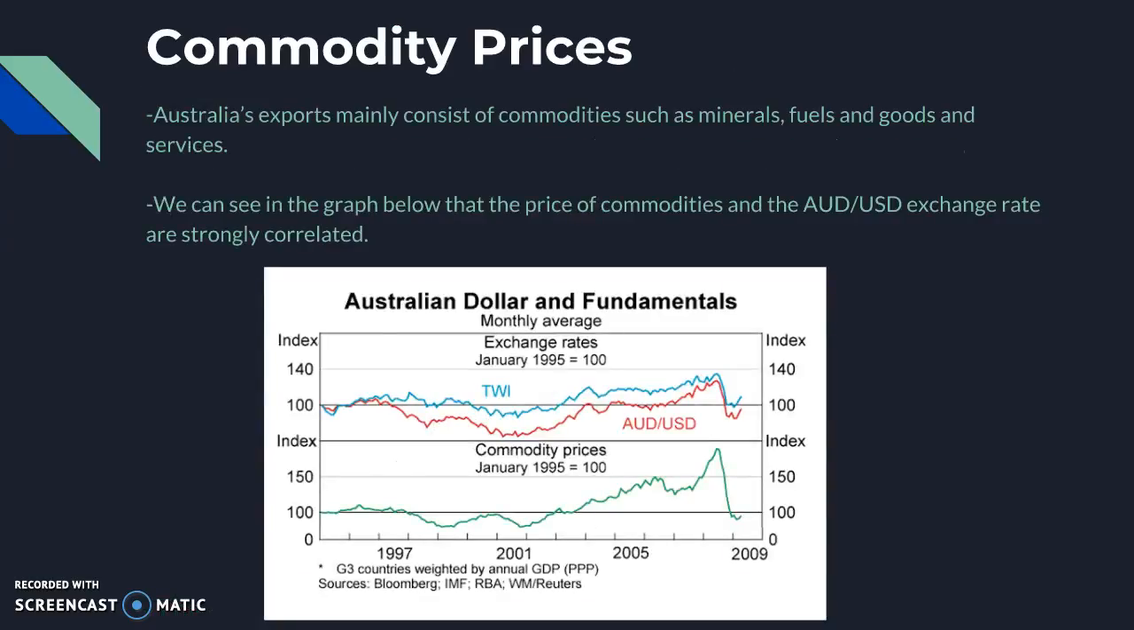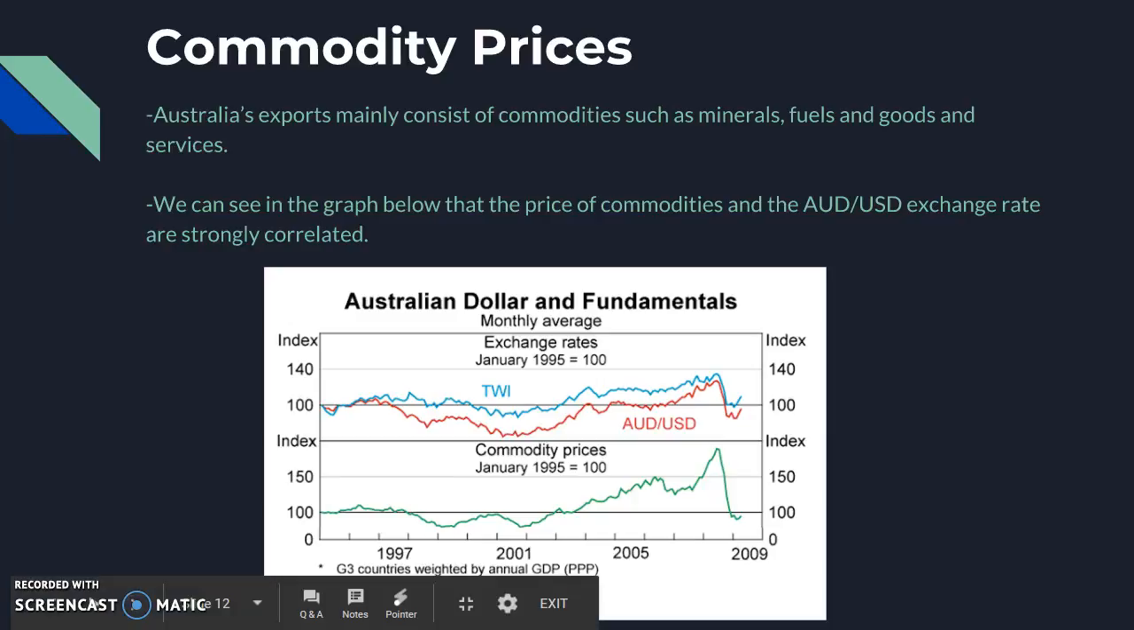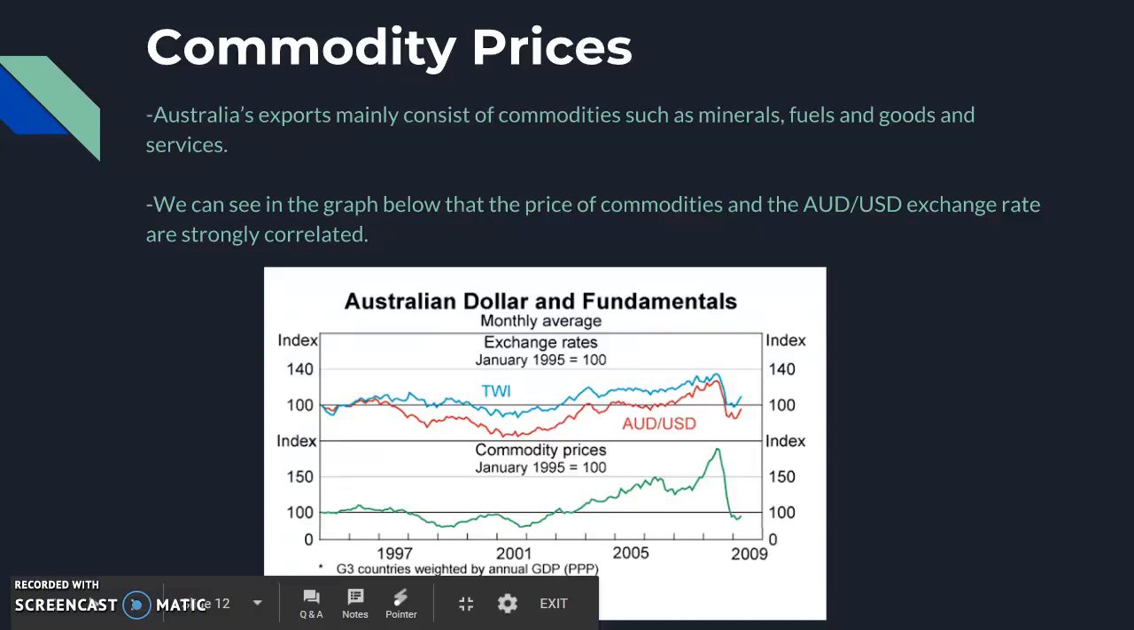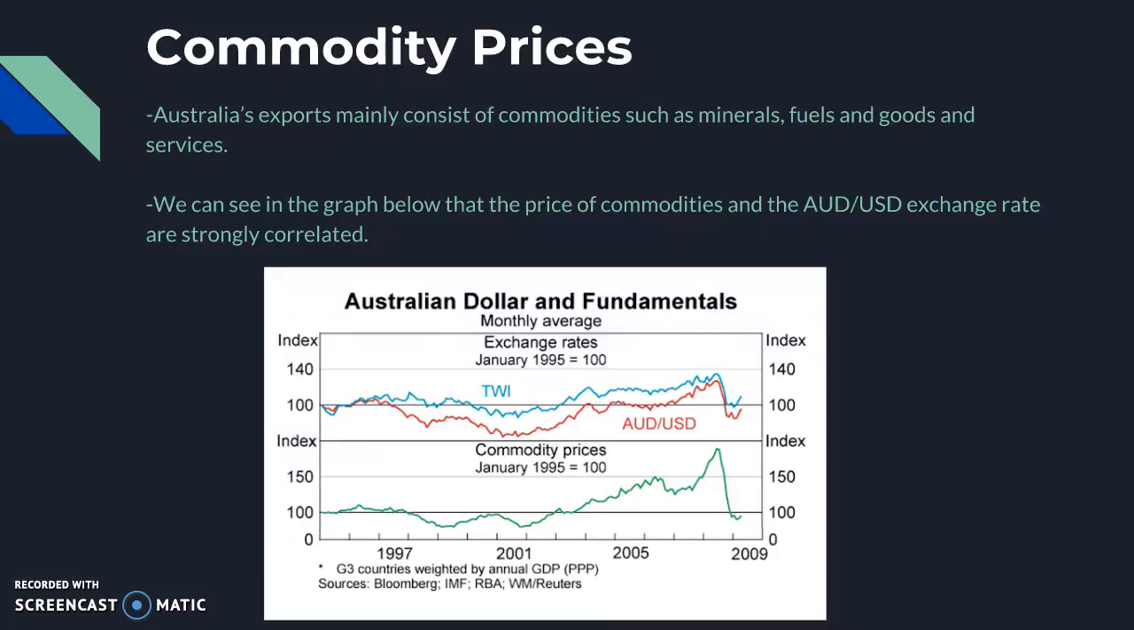Australia's exports mainly consist of commodities such as minerals, fuels, and goods and services. We can see in the graph below that the price of commodities and the Australian dollar US dollar exchange rate are strongly correlated. If commodity prices increase, exports become more expensive. Importers cannot turn to other suppliers because commodity prices are a worldwide phenomenon. They will continue importing commodities from Australia, and the total value of Australian exports, and hence demand for the Australian dollar, will all increase. An increase in commodity prices will increase the value of Australian exports, resulting in an appreciation of the Australian dollar due to the higher demand for it.